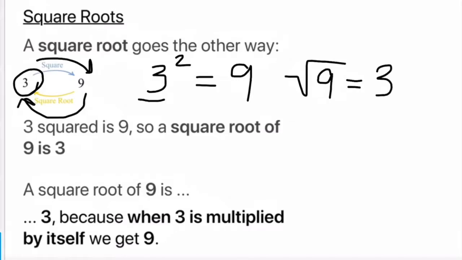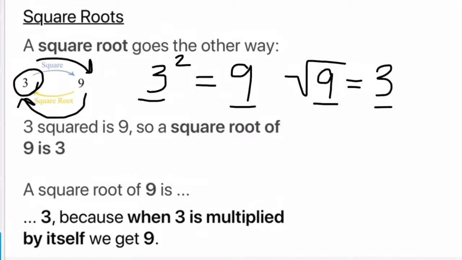So here we started with 3 and ended with 9. Here we started with 9 and we ended with 3. So it just kind of shows that they are inverses of each other, and this is the words to match that. 3 squared is 9, so the square root of 9 is 3.